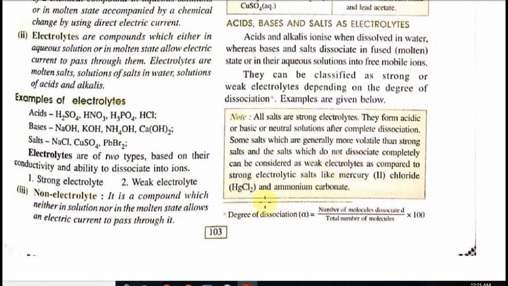Now this is the mathematical formula of degree of dissociation. This formula you will study in class 11 and 12, so this is out of syllabus. But check this: number of molecules dissociated divided by total number of molecules, times 100%. This is called alpha, and this is used in numerical calculations in chemistry in class 11 and 12.